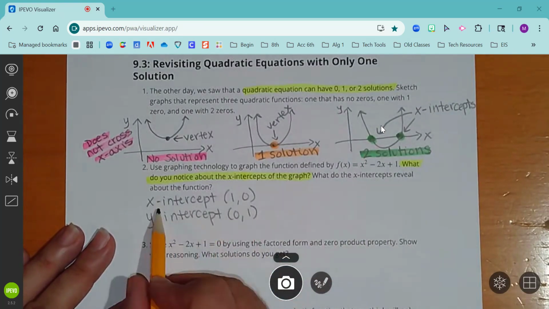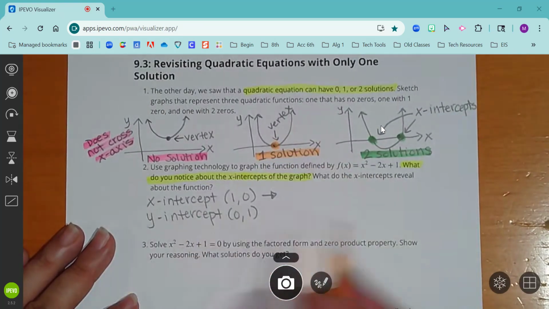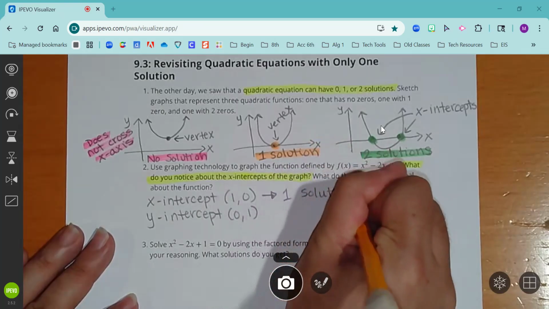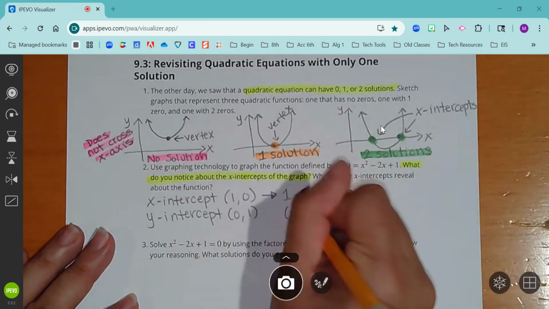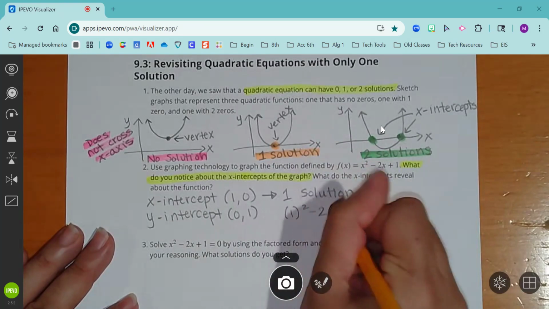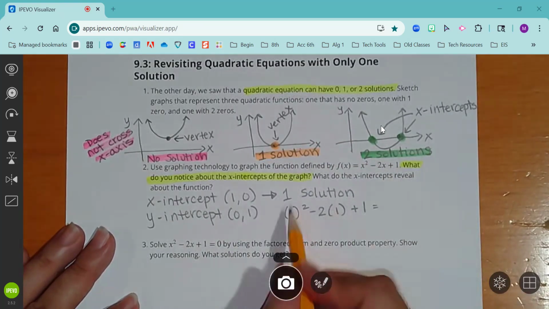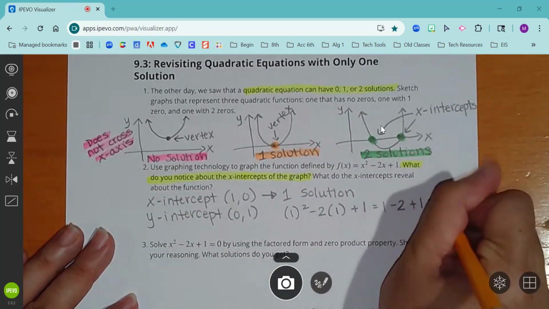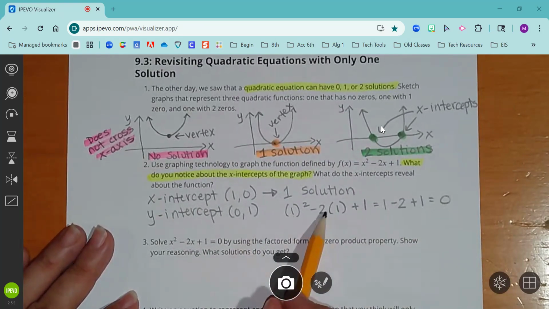So right here, the x-intercept is the important part. The fact that I only have one x-intercept means I only have one solution for this function. And it's actually the solution to the equation because if I plug this in, I can see that it would equal 0. So x squared minus 2 times 1 plus 1: that would be 1 minus 2 plus 1, which definitely equals 0. So right there, we know it is a solution to that expression.